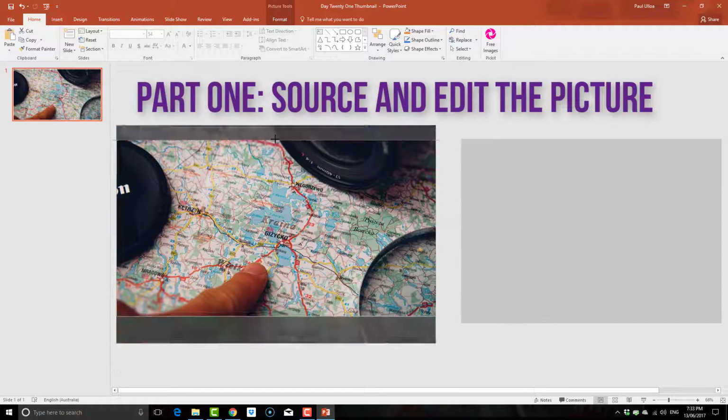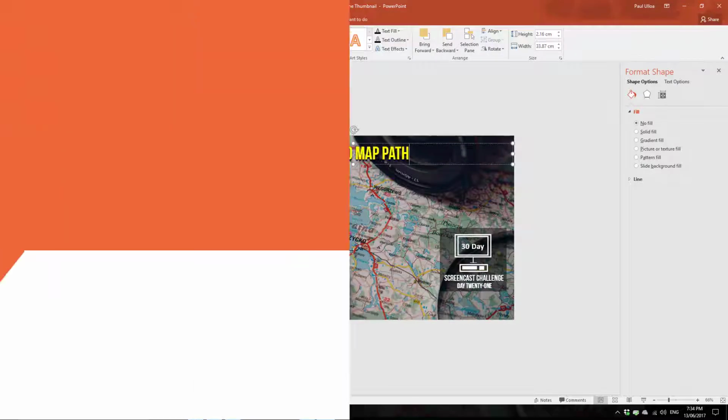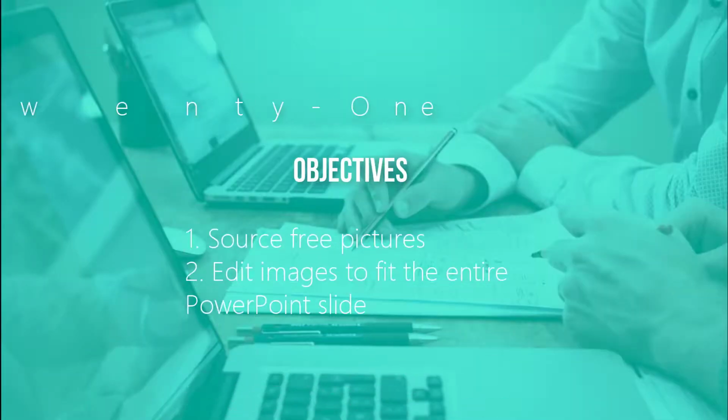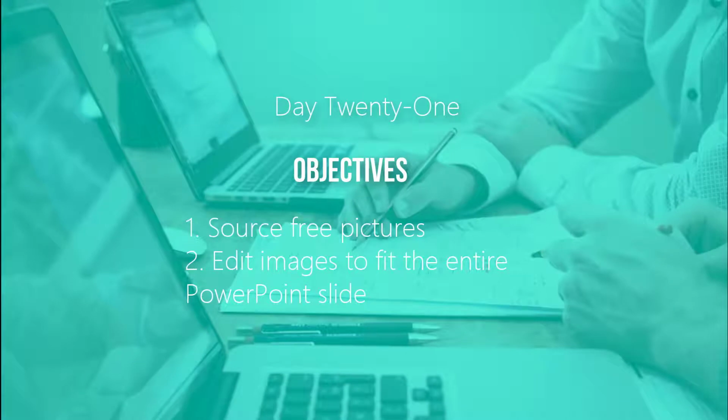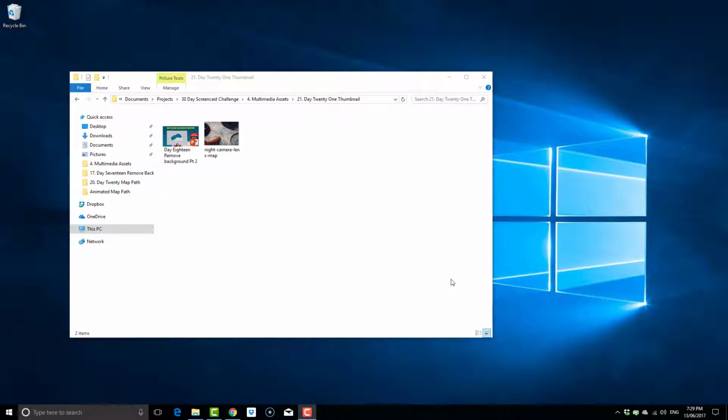Today I'm going to show you how I make my thumbnails in PowerPoint. So to begin making a thumbnail, I have a couple of materials on hand. I copy and paste the previous day's thumbnail and then rename it. So in this case, it's day 21.